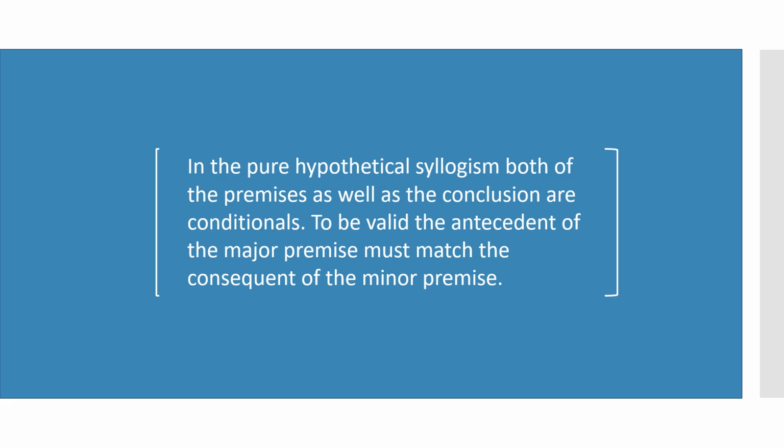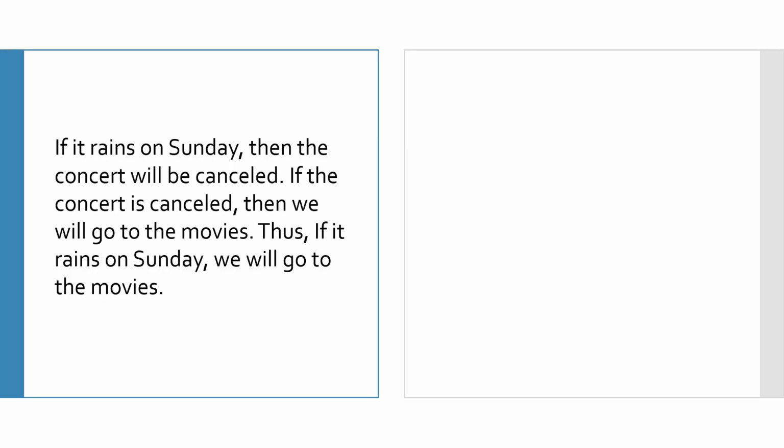In a pure hypothetical syllogism, both of the premises as well as the conclusion are conditional statements. And for it to be valid, what we want to see is that the antecedent of the major premise must match the consequent of the minor premise. That is the driving force in what determines the validity of the argument. So let's look at a really simple example, and we can talk about it in terms of its form and in terms of validity if we wade through this.